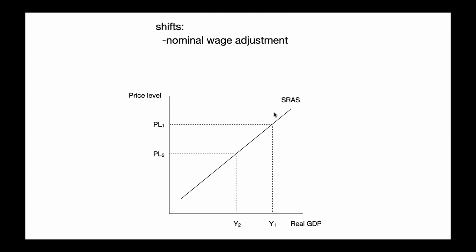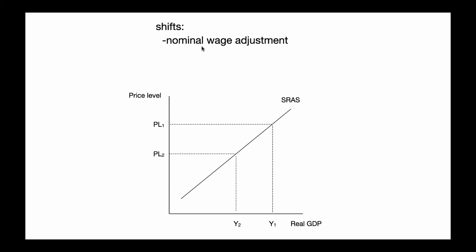So shifts of this curve. Remember, for any curve that we're talking about, if just the price level is changing, we're moving along this curve. If something other than prices is changing, then we're shifting the curve. So remember, wages in the short run are stuck. As long as I'm on this curve, we're going to assume wages are stuck at a certain level. But wages will eventually adjust. Nominal wages, the dollar amount of wages, will adjust eventually, and when they do, that's going to be a shift, because just think of it as cost of production changing.